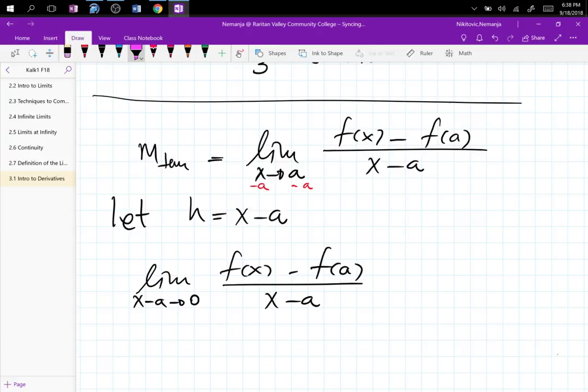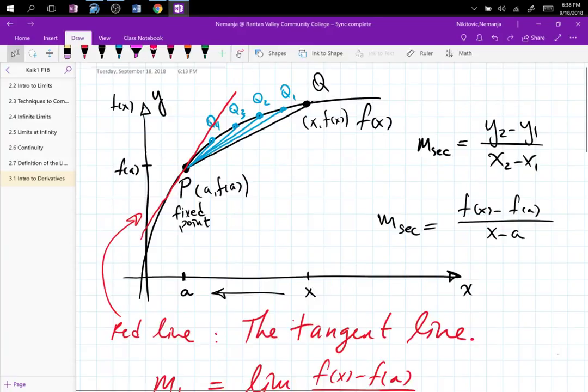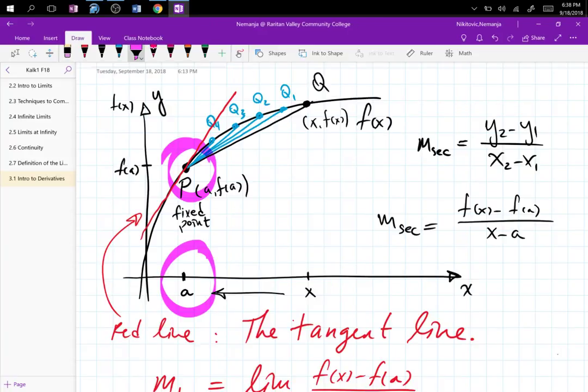So I have h over here, I have h over here. a is given to me because I'm looking for the slope at 3 or slope at 7. That's a, right? You see that I'm looking for the slope of the red line at a. So a is given to you. You know what a is. Find the tangent line at x equals 3. a is 3. So we have a's.